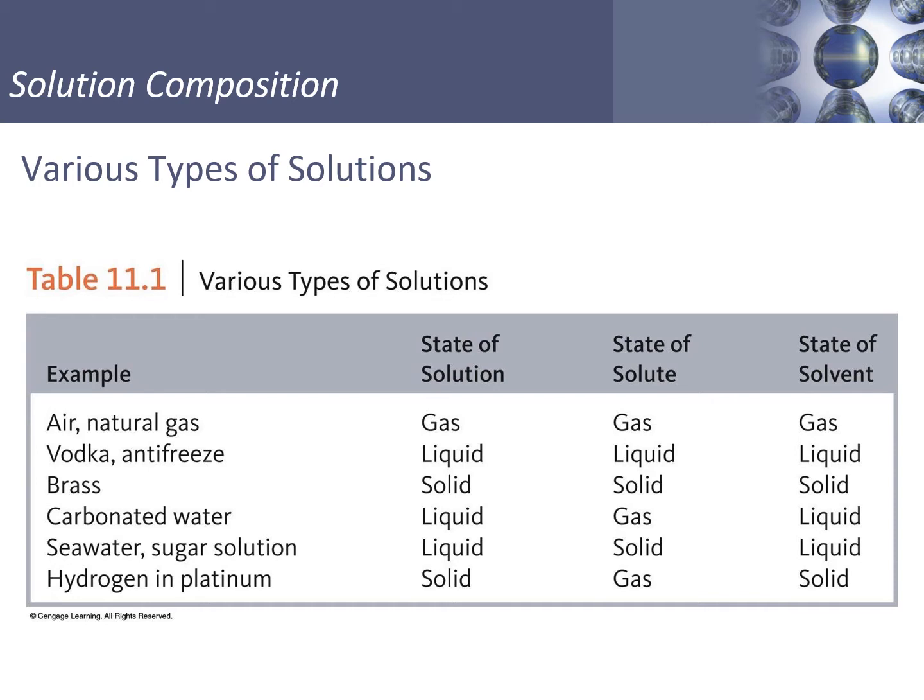So air, just the air that we breathe, is a homogeneous mixture of nitrogen and oxygen and carbon dioxide and other gases. And so just the air that we breathe is technically a solution. Alcohol dissolved in water is an example of a liquid being dissolved in a liquid, giving us overall a liquid solution. Brass is an alloy of different types of metals, a solid dissolved in another solid.